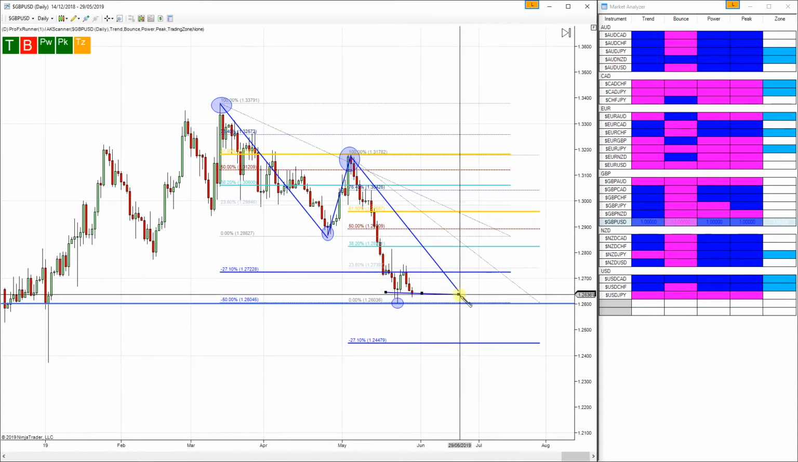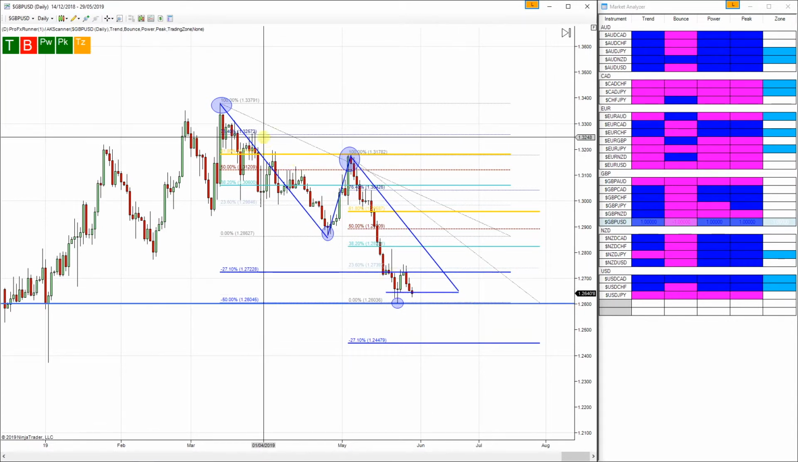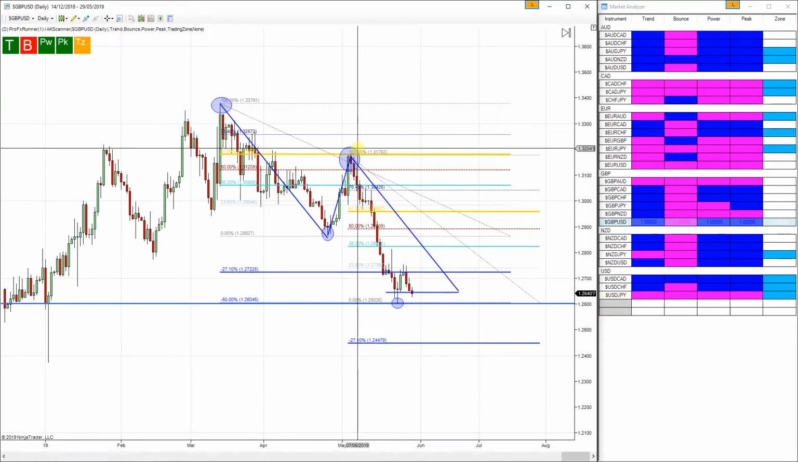So you can see here that by drawing a couple of fib levels, a couple of ABC patterns, we're able to understand that the British pound is operating in a very mathematical and geometric way.